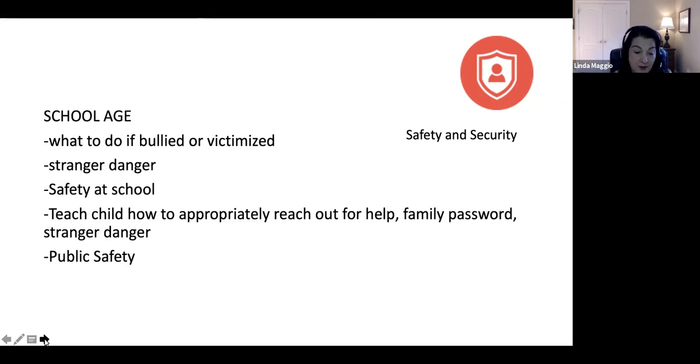School age. What to do if bullied or victimized? Who do they tell? What if the bully is their friend? I'm just going to give you a short story on this. When my son was in kindergarten, he was coming home after school with a different Matchbox car every day. And he was so happy. He said, look, Christian gave me this Matchbox car. Look, Matt gave me this. Wow. Oh my gosh, you're making such good friends on the bus and you're just in kindergarten.